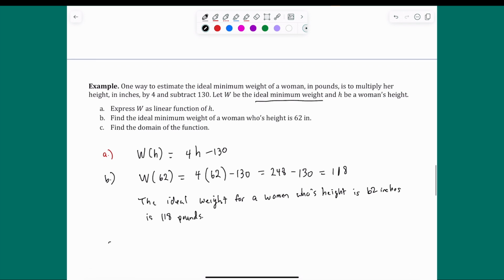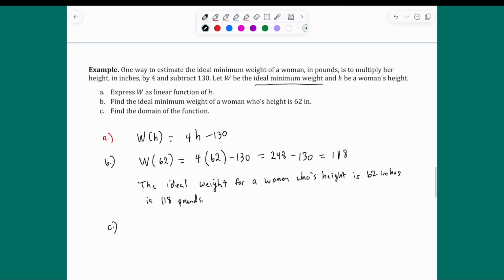All right, so C here, we're going to find the domain of the function. Now, if we consider the line, it's just a linear function, and I told you it's negative infinity to infinity. Well, that somewhat does not make any sense here because negative values wouldn't make sense for the input. We don't have, say, women whose height is negative 62 inches. So what we do is make sense of the application.